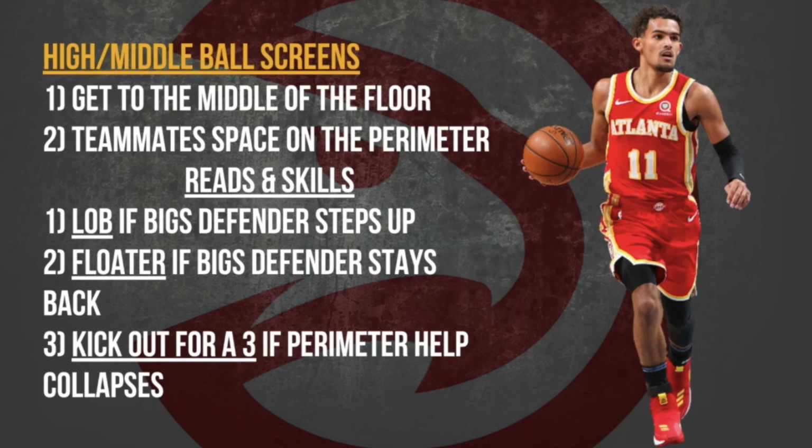A couple of points here that Trae Young does really well that you can implement into your game: number one is getting to the middle of the floor, and I'll break that down some more. Number two is having teammates spaced out on the perimeter to make defenders make decisions. We'll talk about those as well. And then the three reads: a lob, a floater, or a kick out for a three. And I've got clips on all of these. These are all reads and skills to have.